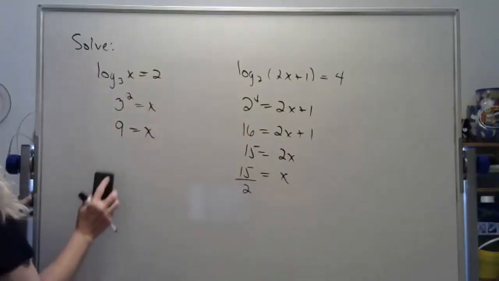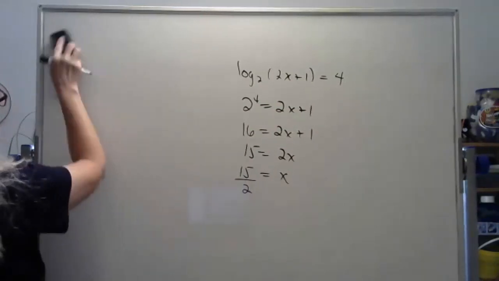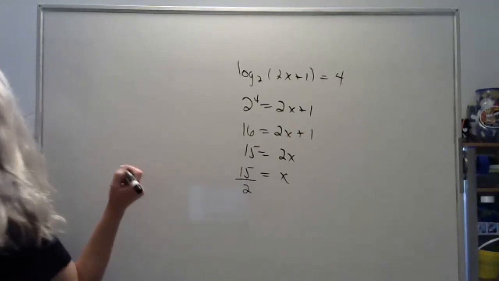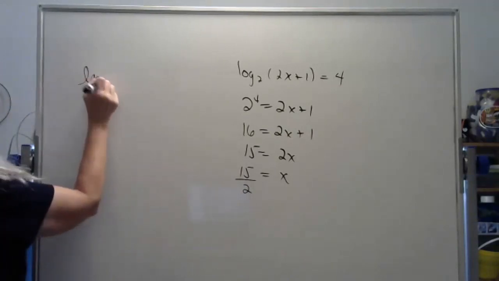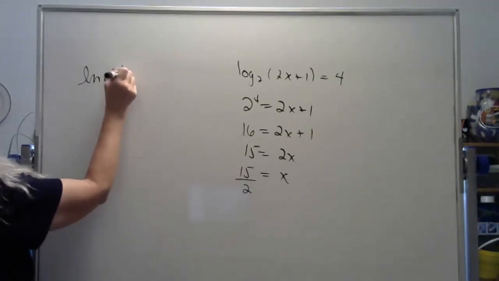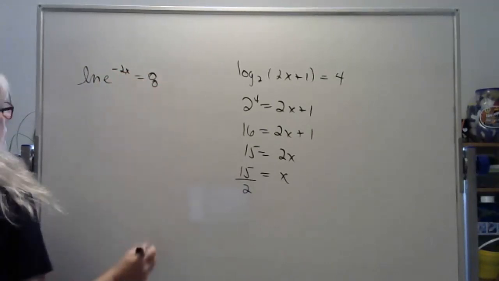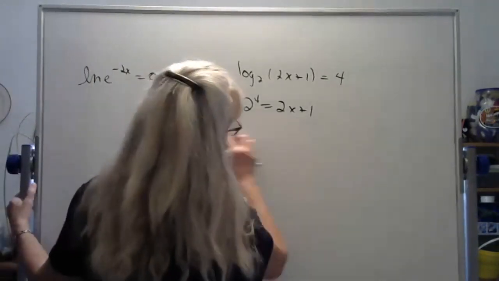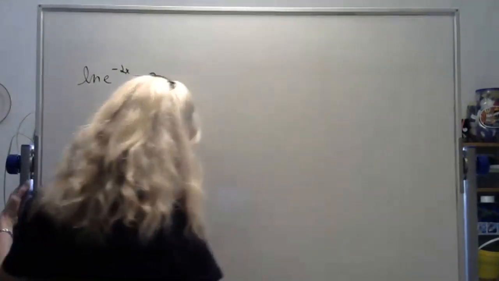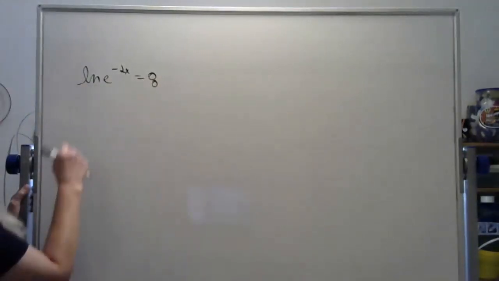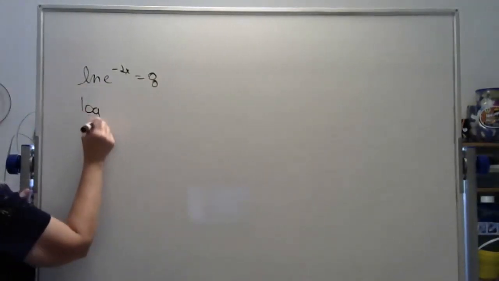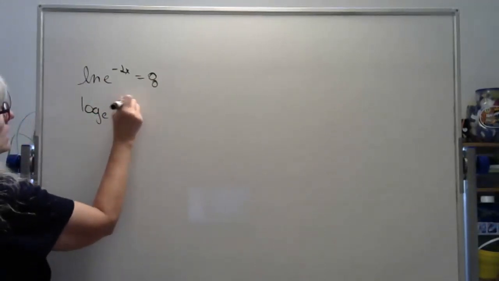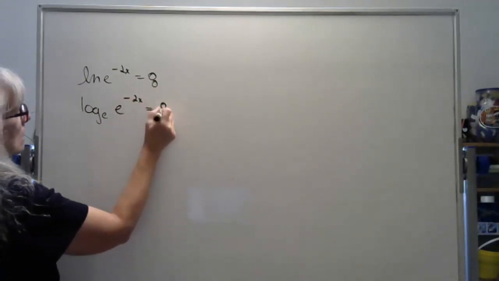Okay, let's do one more and call it good. Let's do one with e. So what about the natural log of e to the negative 2x equals 8. So the natural log of e to the negative 2x is equal to 8. It's hard to translate it when it's written as ln. So the very first thing we're going to do is rewrite it so we can see a base. That's log base e of e to the negative 2x is equal to 8.